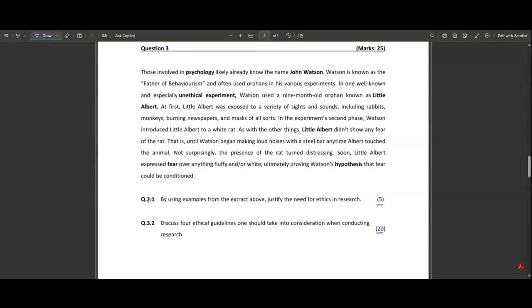Okay, so the first question that leads into this one is a nice little 5 marker: why are ethics important in research? And then the 3.2, for 20 marks, you had to discuss 4 ethical guidelines that you would take into consideration when conducting research.